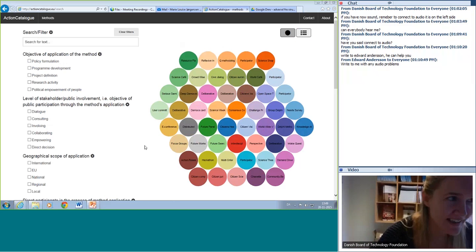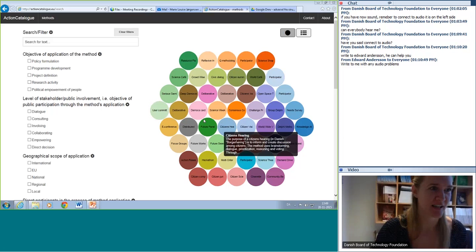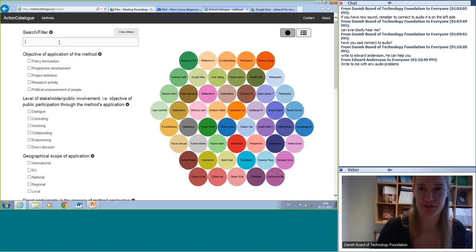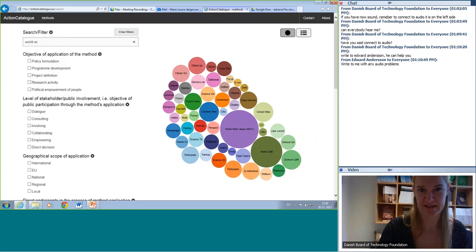This is the Action Catalogue that has been developed in the Engage2020 project. And you can see down here the sites, there are different search filters that you can use. You can either just search for a specific method yourself, for example, if you wanted to hear more about the rule of use method.